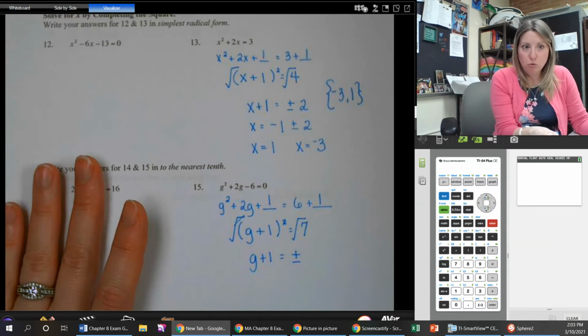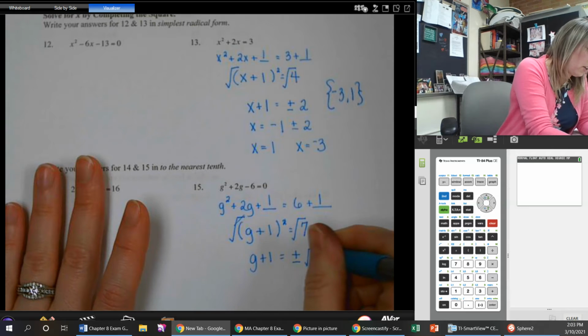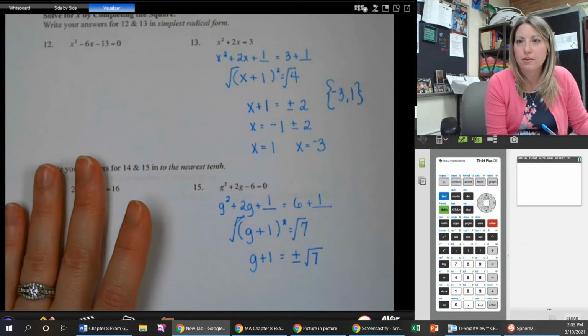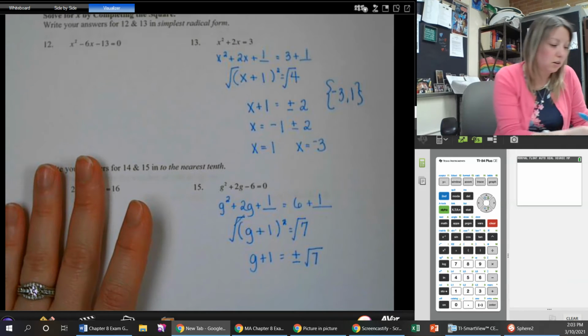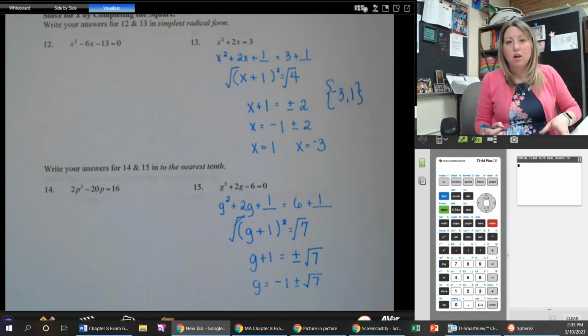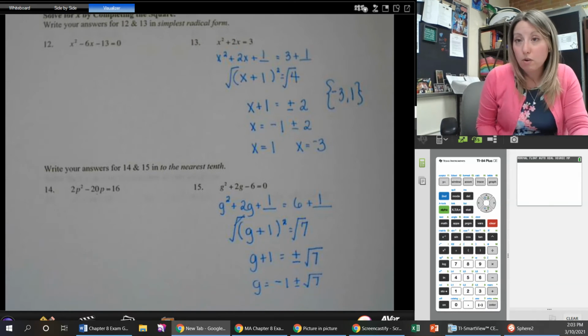7 is not a perfect square, and 7 is not evenly divisible by a perfect square. So guess what? It's just plus and minus radical 7 that comes down to this line. Still irrational. Two irrational answers are going to come out of this. Now I subtract 1 from both sides of the equal sign to get g fully alone. So negative 1 plus and minus radical 7 are my two answers. That's negative 1 plus radical 7 and negative 1 minus radical 7.